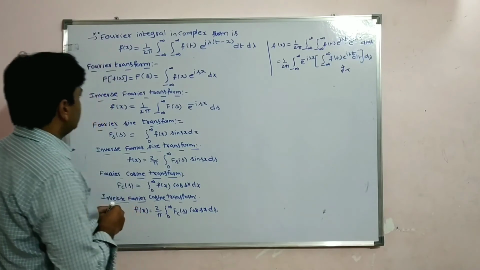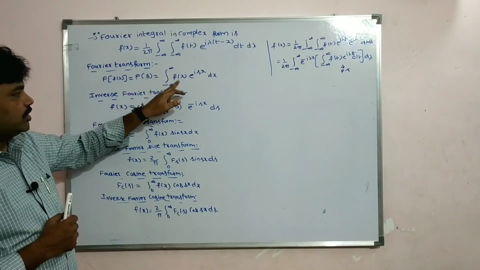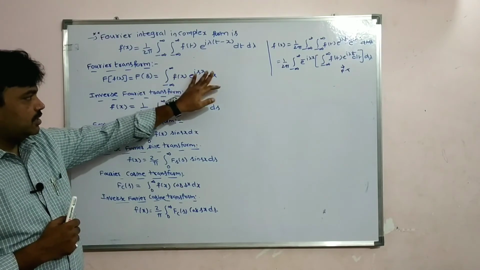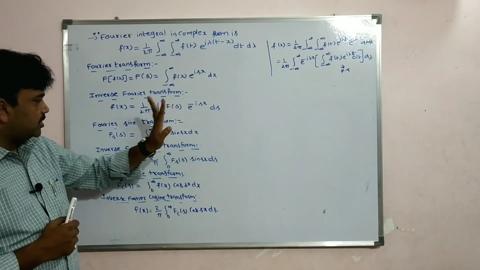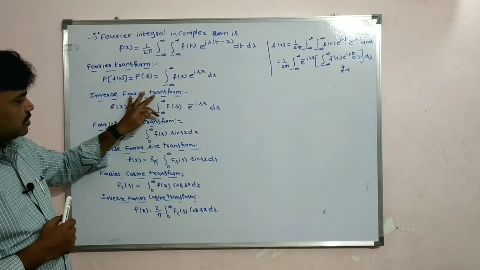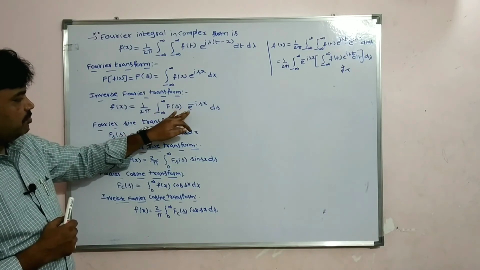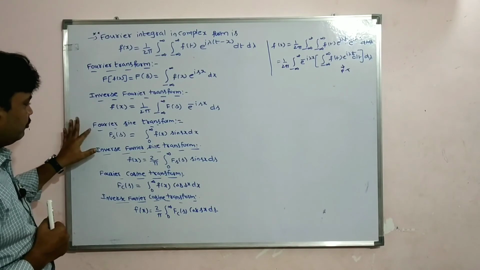Once again, students, the Fourier transform is F of s, equal to integral minus infinity to infinity f of x e power i s x dx. Fourier transform means we get dx, students. Inverse Fourier transform we get ds. So f of x is equal to 1 by 2 pi integral minus infinity to infinity F of s e power minus i s x ds.